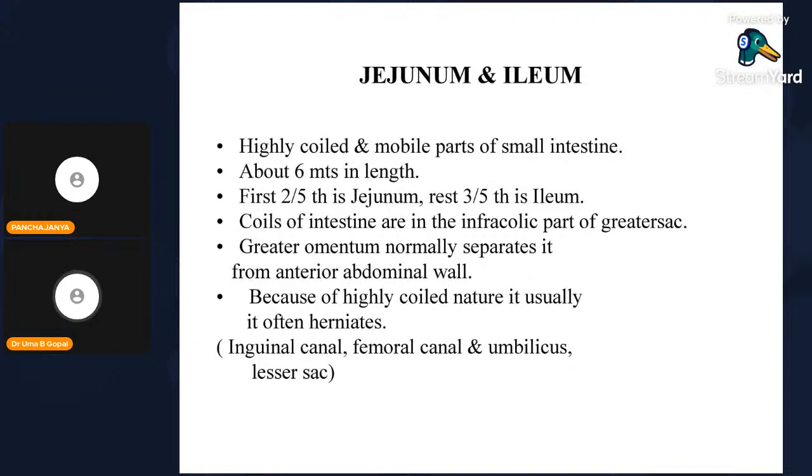Next, going on to the jejunum and ileum. Before going to the jejunum and ileum, I want to give you some cardinal features of the small intestine. This is an MCQ question. The cardinal features of the small intestine: number one, it is made up of circular folds of mucous membrane called plicae circulares or valves of Kerckring.